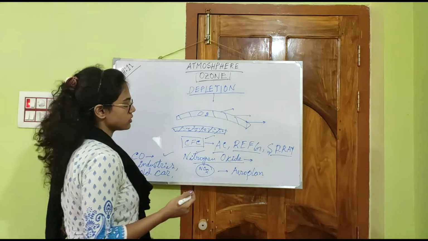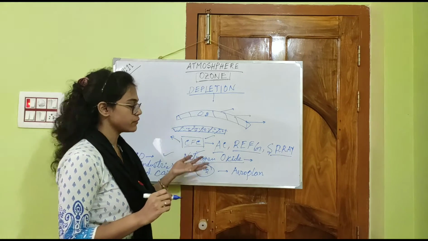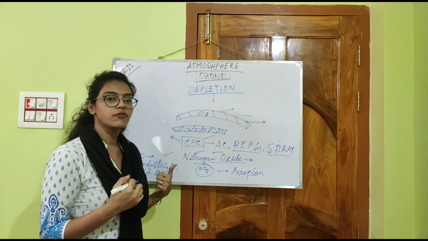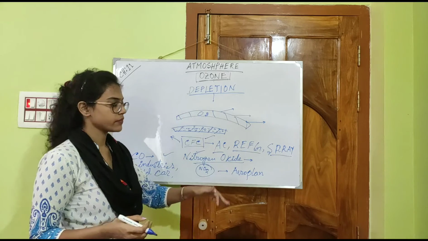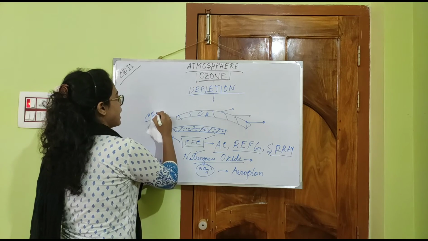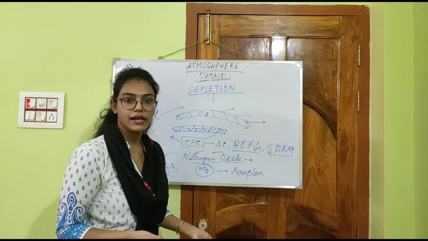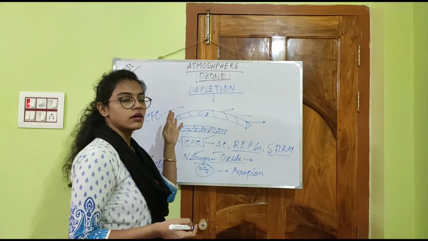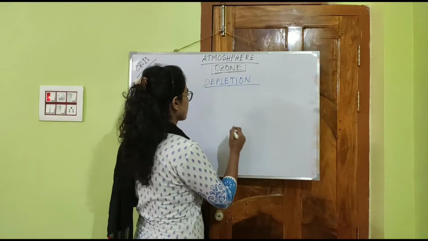O3 depletion. CFC is chlorofluorocarbon. So we can understand chlorine, fluorine and carbon. These are in the AC and refrigerator. The AC and refrigerator form the CFC, and slowly they are releasing the CFC into our atmosphere. And what is happening? The CFC is going to our stratosphere.